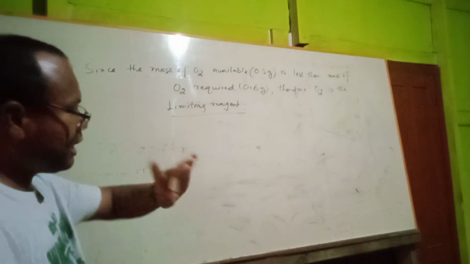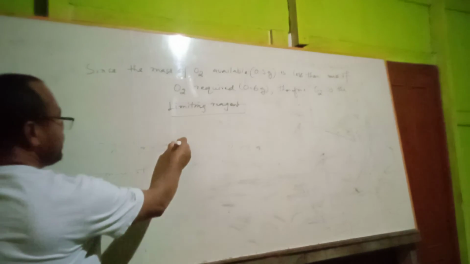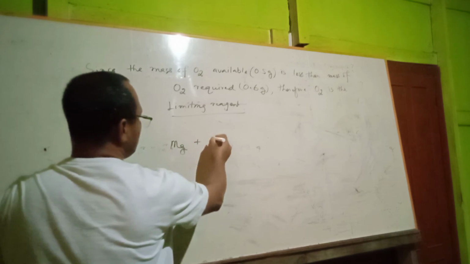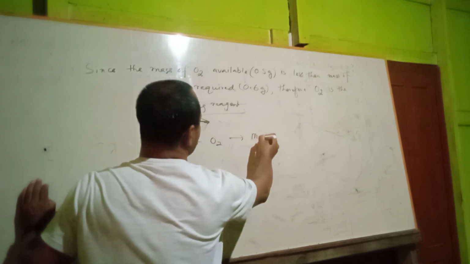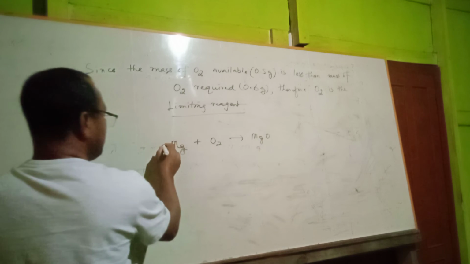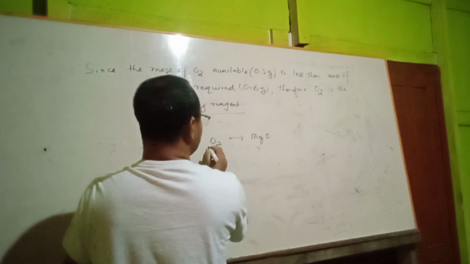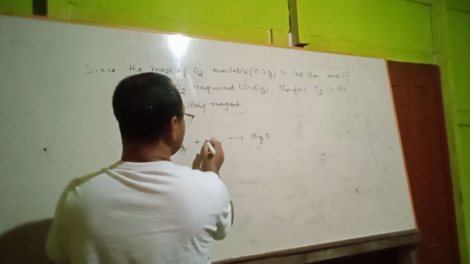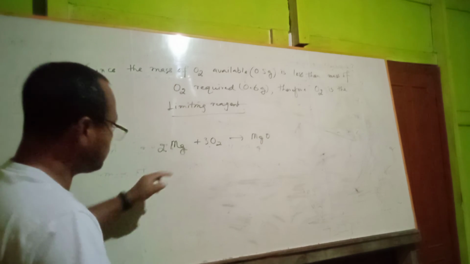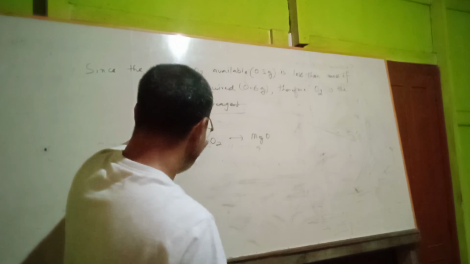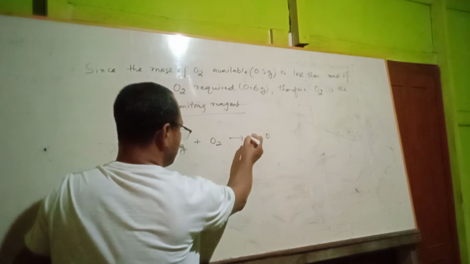And a point to remember. I write again, Mg plus O2 gives MgO. What do we balance here? 2. Here should be 2, right?